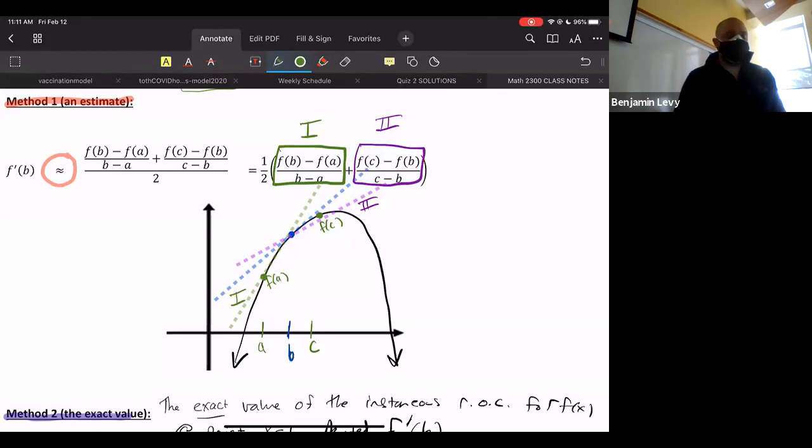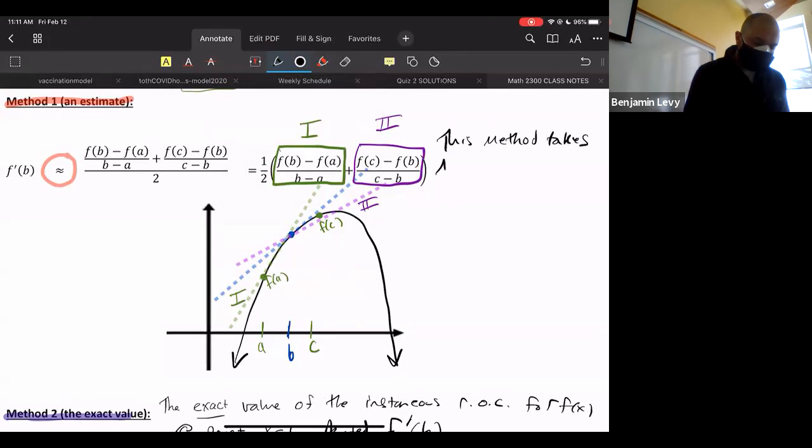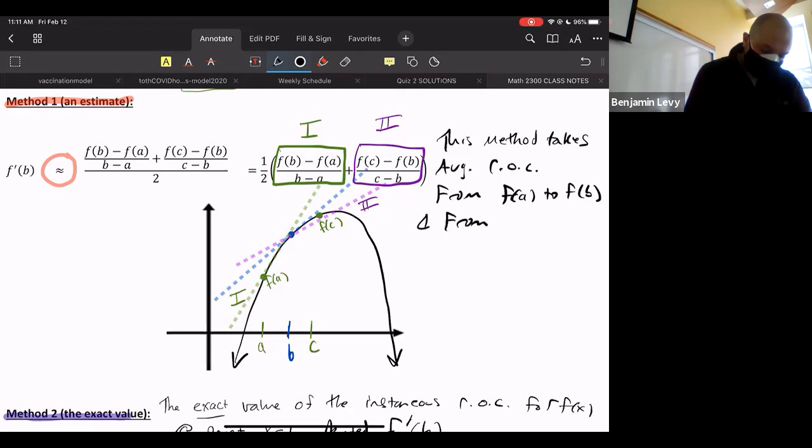Right, so let me just maybe make a quick note of that on the side here. So what we're doing in this method is it takes the average rate of change from f of A to f of B, so a little bit before B, and from f of B to f of C, and averages those rates.